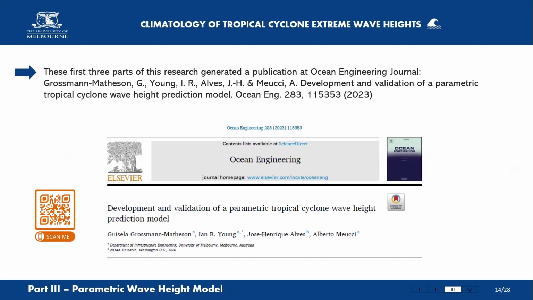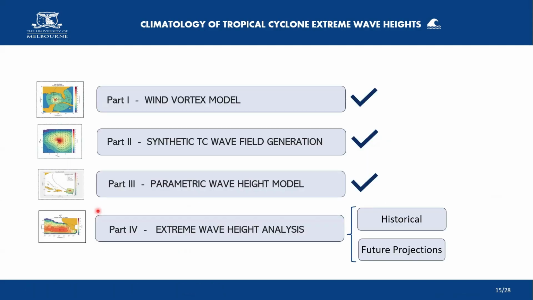These first three parts of this research were published at the Ocean Engineering Journal last year, in 2023. The title is Development and Validation of a Parametric Tropical Cyclone Wave Height Prediction Model. Now that we have a parametric wave height model ready, we can go to the last part, that is the extreme wave height analysis.